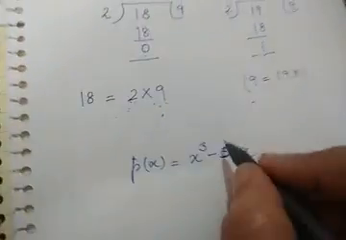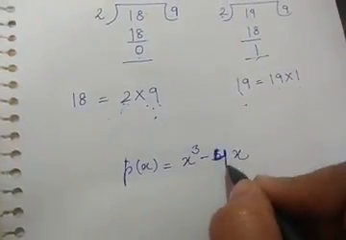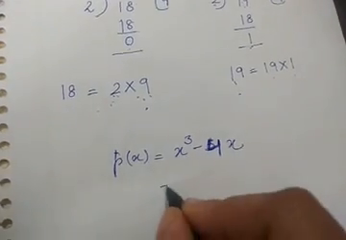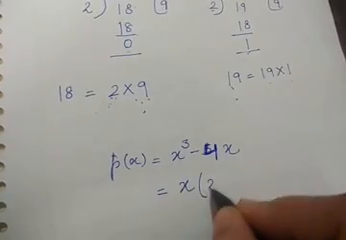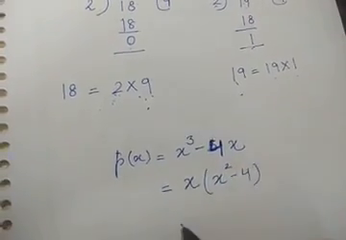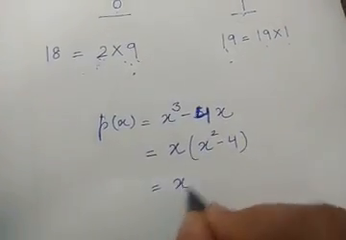Okay, x cube minus 4x. Can we factorize this polynomial? How can we factorize it? We can take x common. What will be left? x square minus 4. We can factorize it more.